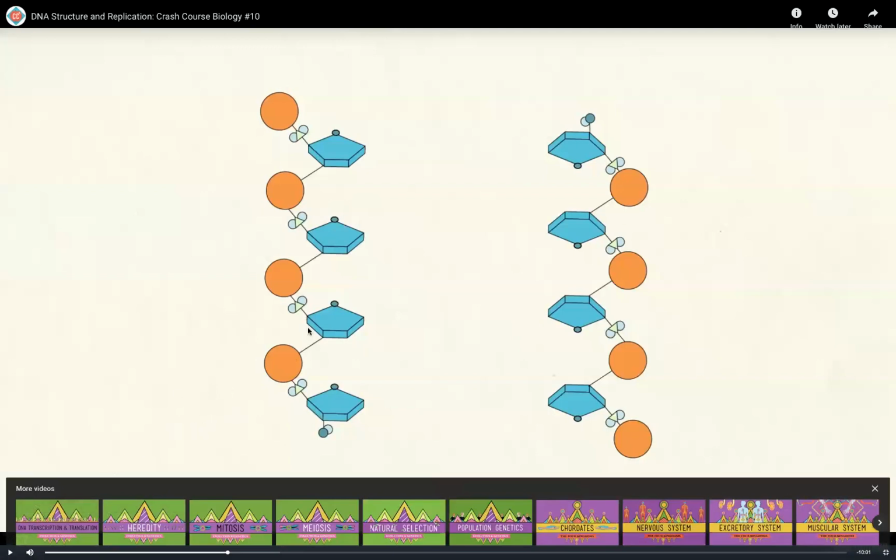All right, so this is the backbone, and then we have the bases: adenine, thymine, guanine, and cytosine. It's easier just to remember them as A, T, G, and C. But those are nitrogen bases. And remember, we talked about acids and bases. Bases have hydroxide ion. So these particular bases have a hydroxide ion with a nitrogen, hence the word nitrogenous base.